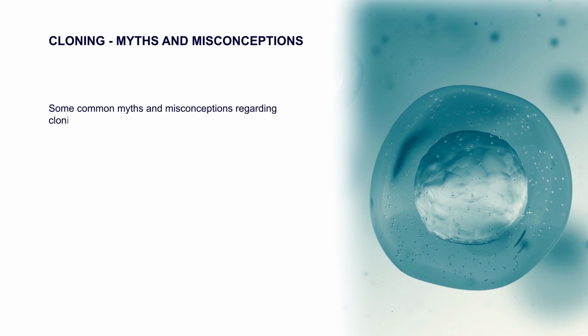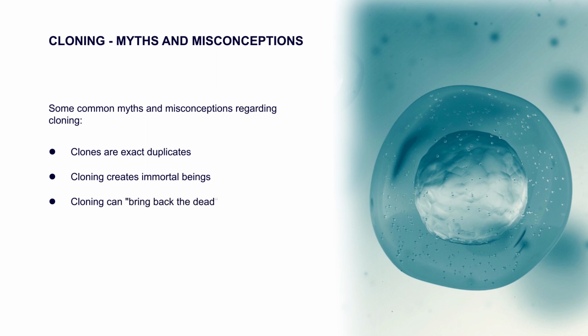The clones are exact duplicates. One of the most prevalent misconceptions is that clones are identical copies of the original organism. While cloning produces individuals with the same genetic makeup, environmental factors and epigenetic influences can result in phenotypic differences, including variation in physical traits and behavior.